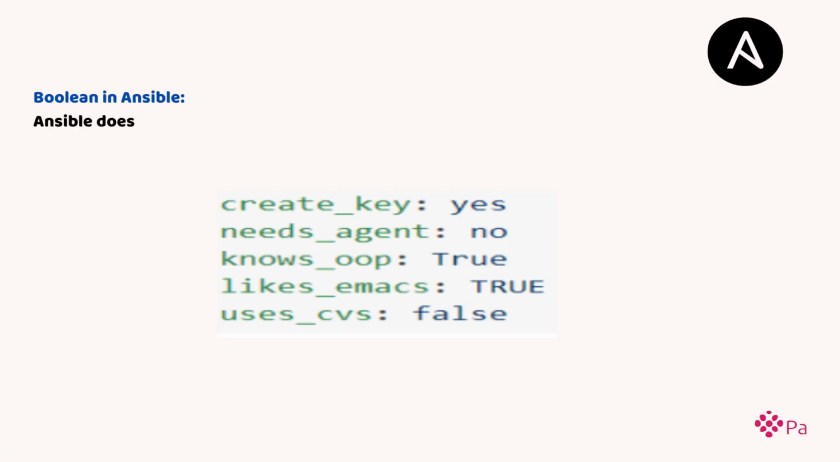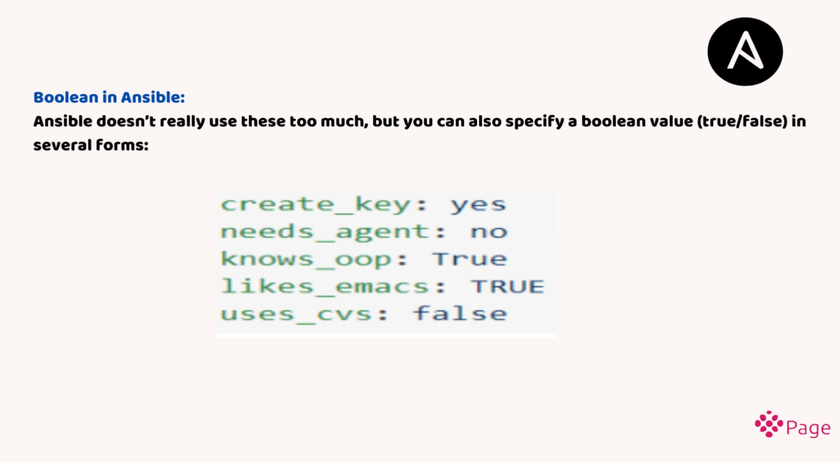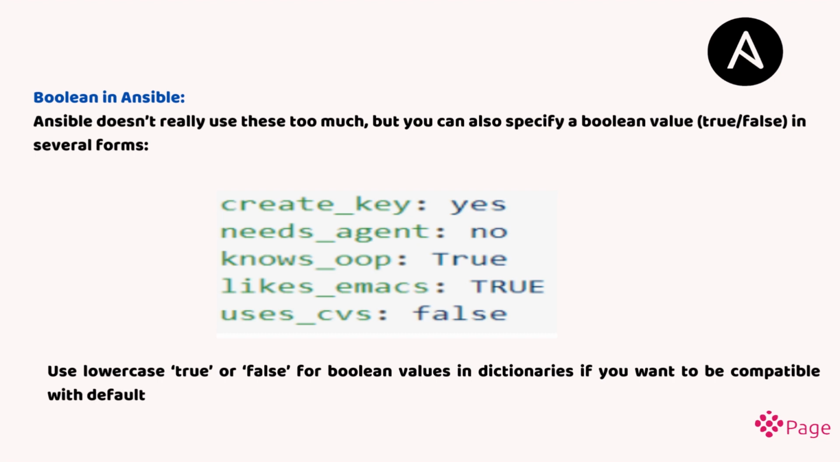Boolean in Ansible. Ansible doesn't really use these too much, but you can also specify a Boolean value, true, false, in several forms. Use lowercase, true, or false, for Boolean values in dictionaries if you want to be compatible with default YAML options.